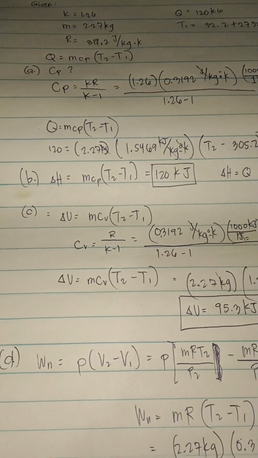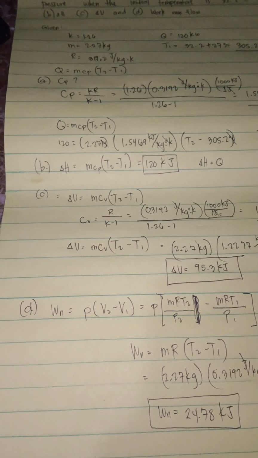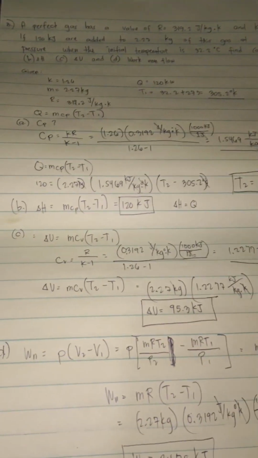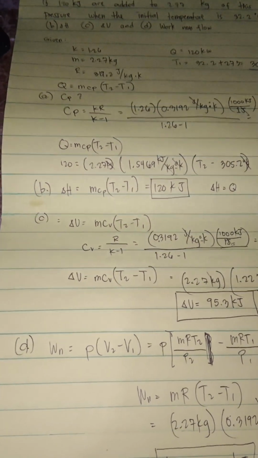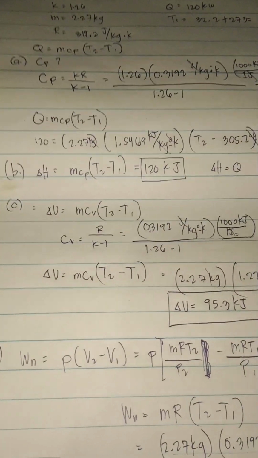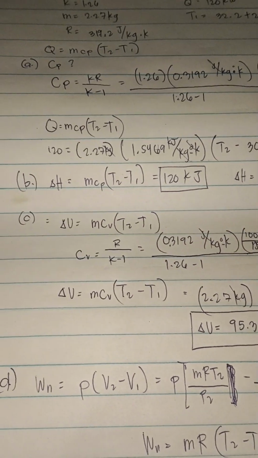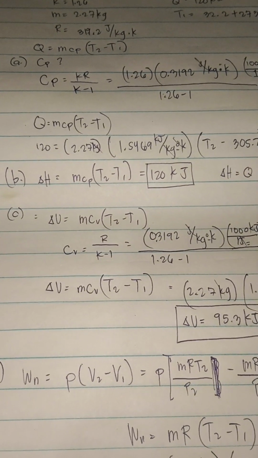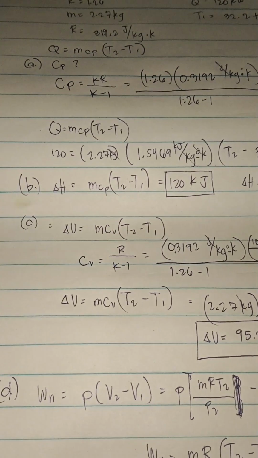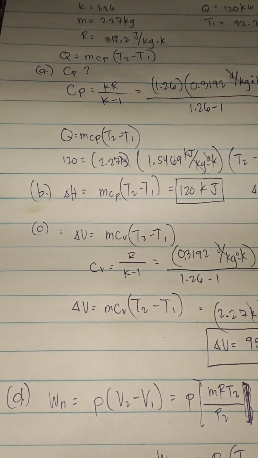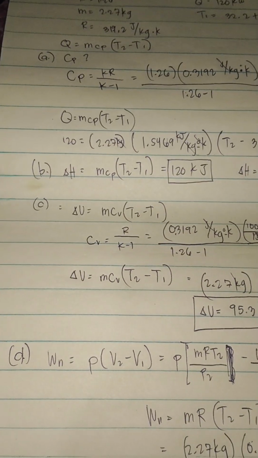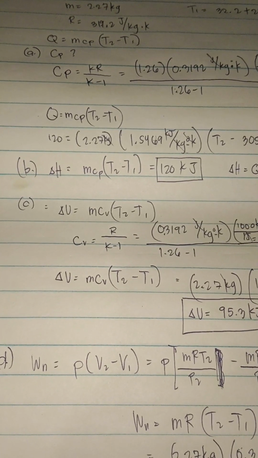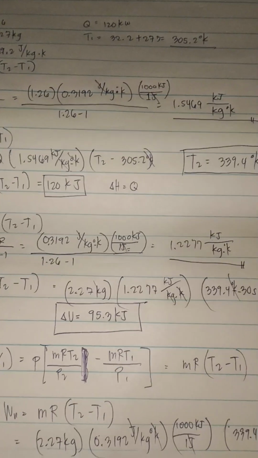First we have to solve for the final temperature. So we have here the formula Q equals mass times constant pressure Cp, times parenthesis, final temperature minus initial temperature. The constant pressure is unknown, so we have to solve for it. Cp is equal to K times gas constant over K minus 1.